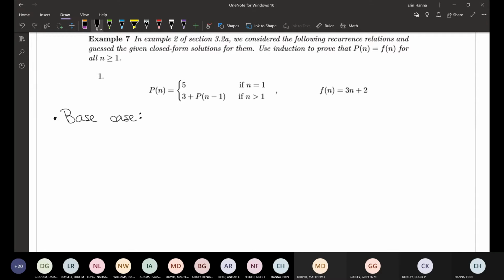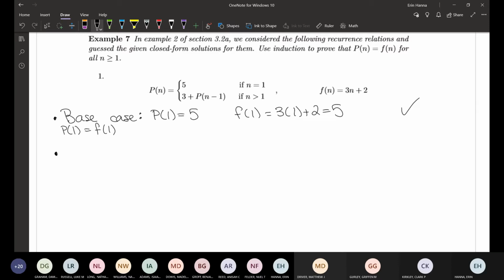So this is when we need to show, just a reminder what base case means, is that when you use the first term, now it's just the first term, so it might not always be 1. If you start at 0, then you would use the 0. Whatever the first term is, we have to prove that the recurrence 1 is equal to the function 1. So P of 1 is 5, and F of 1 is 3 times 1 plus 2, which is 5. So we're good. 5 equals 5. So we're good to go there.